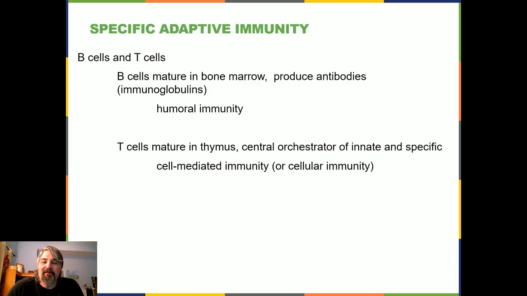All right, so specific adaptive immunity. We're talking about B cells and T cells. B cells mature in the bone marrow. The name comes from bursa, which was discovered in birds, since birds don't have marrow in all their bones. B cells produce antibodies, immunoglobulins. This is humoral immunity. T cells mature in the thymus, and these are the central orchestrator of innate and specific cell-mediated immunity, cellular immunity. So humoral immunity is associated with B cells broadly, and cellular immunity with T cells.